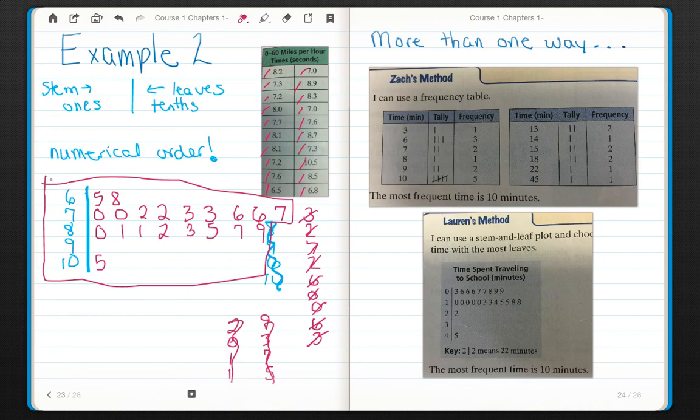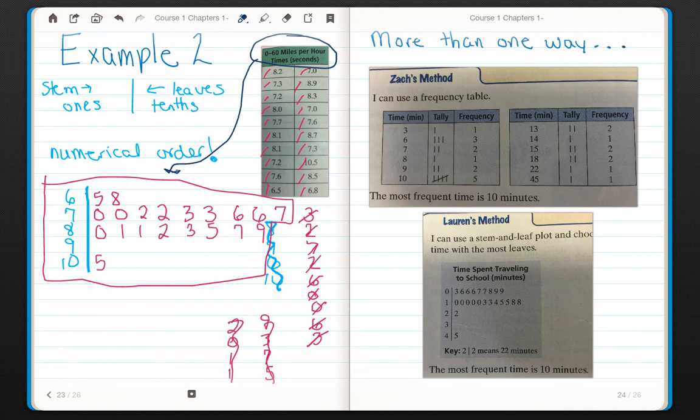Okay, now the last thing you need to make sure that you have is every good graph has to have a title. So you take the title from your chart and that becomes the title of your stem and leaf plot. Really easy that way.